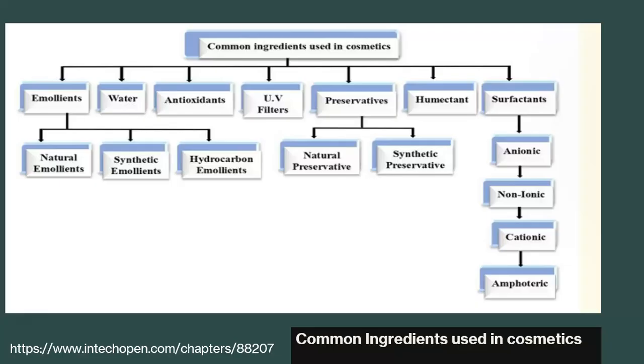So, common ingredients used in cosmetics include emollients. We're going to start with emollients, which are subdivided into 3: natural emollients, synthetic, and hydrocarbon base. Then water, antioxidants, UV filters, preservatives, natural and synthetic preservatives. And there is a big thing now where some formulations are self-preserving. Humectants, surfactants, and surfactants are subdivided into 4 categories: anionic, non-ionic, cationic, and amphoteric.